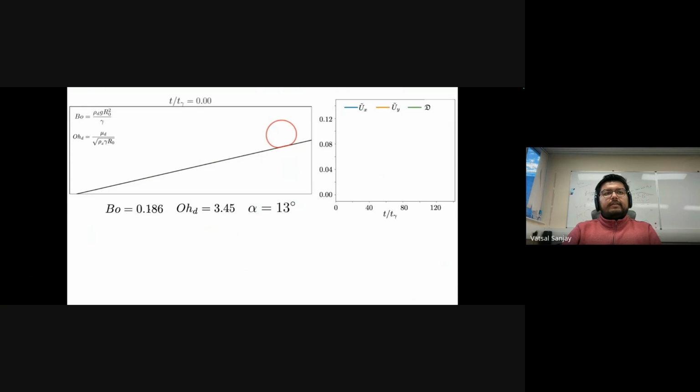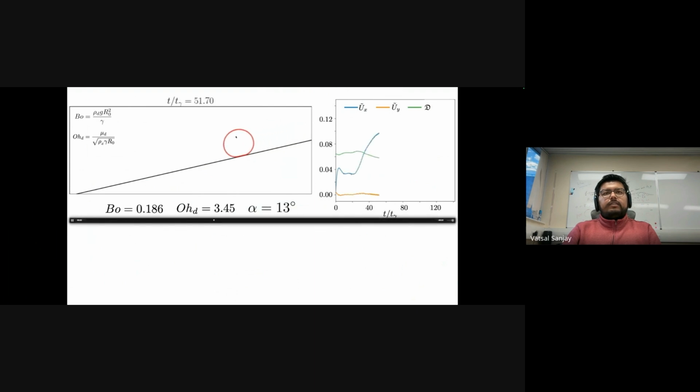Now let us look at a typical case for Bond number of 0.186, Ohnesorge of 3.45, and 13 degrees inclination. As you see, the drop very quickly, after some initial transients, reaches the terminal velocity, which is given by this plateau of the blue line, where the velocity ux is down the incline, and the velocity uy is perpendicular to the incline, which basically goes to 0.